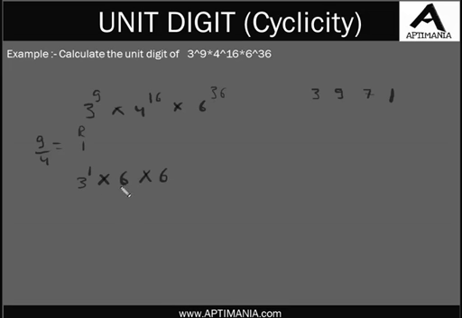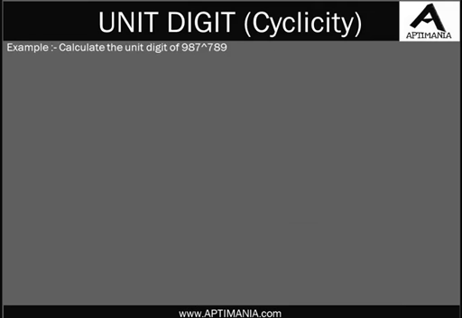Now our question is 3 into 6 into 6. We know that 3 into 6 is 18, 18 into 6. Now again we'll focus on the unit digit only. So 8 into 6 is 48. Our answer is 8. So the unit digit of this calculation would be 8. Next part.